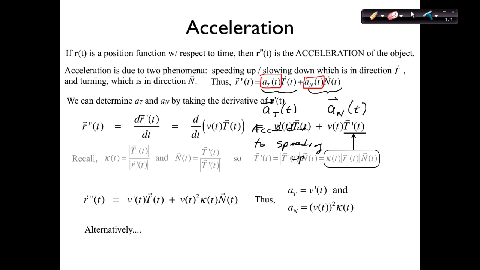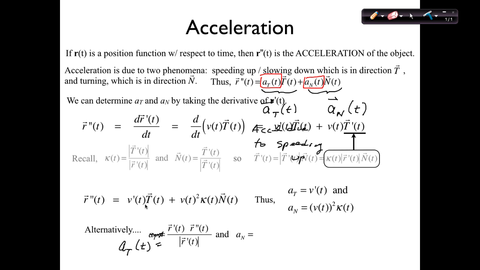So alternatively, here's how we're going to find the tangential acceleration. This should say a sub t of t. Yes, this is a function, right? A scalar function. A sub t, the one that I wrote up here, that I put the red box around. So this is the scalar, meaning non-vector, just the magnitude of acceleration due to speeding up or slowing down.